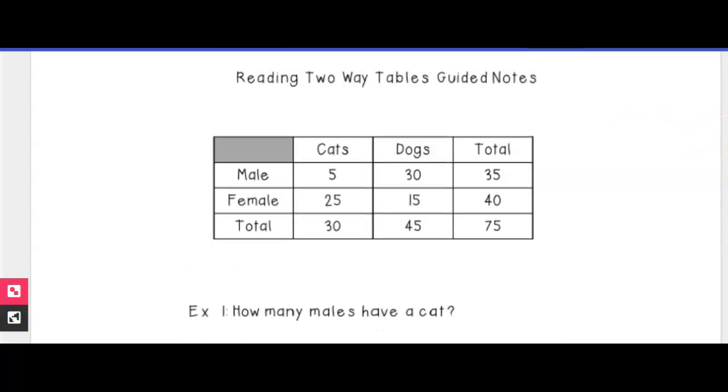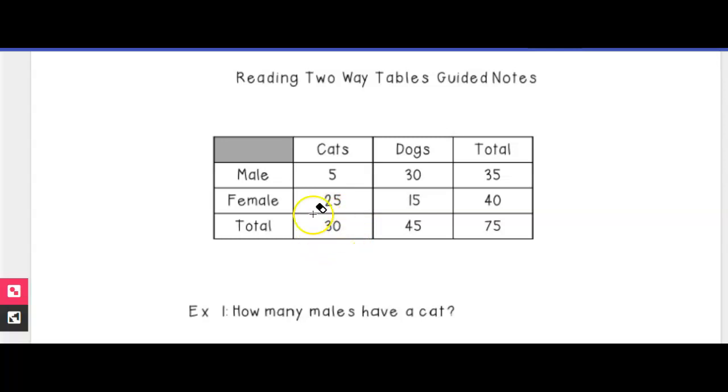All right, so back to the top. We have cats and dogs, which are our pets, and male and female, which is our gender. And then we have the total category. Real quickly, I'm going to teach you how to read these. You can read them either by row. For example, this is the cats row, and it looks like 5 males owned cats, 25 females owned cats, and there is a total of 30 cat owners.